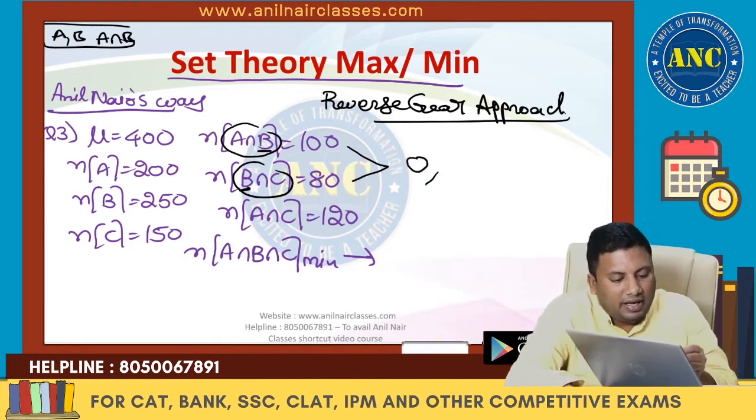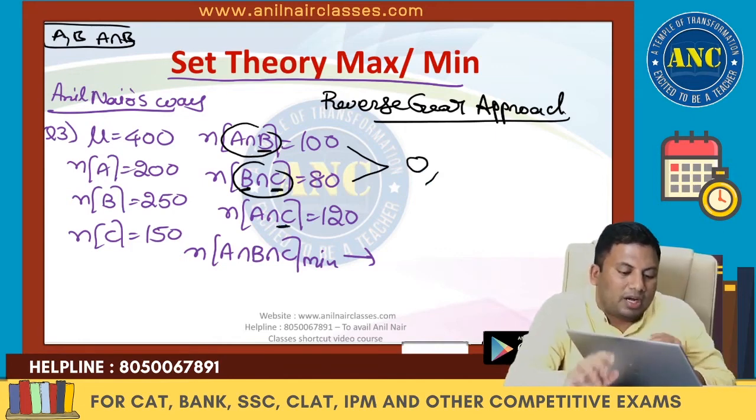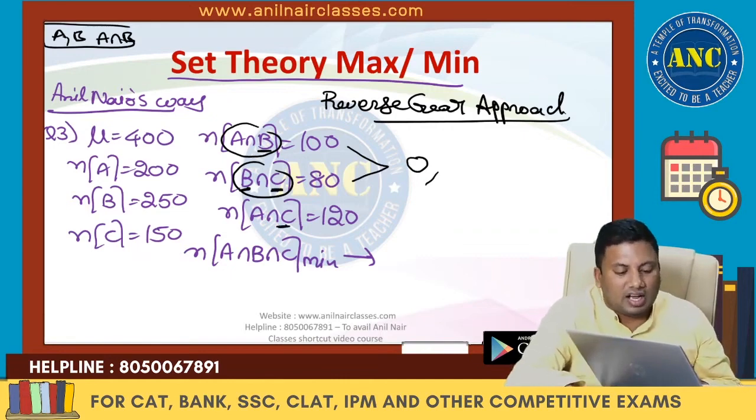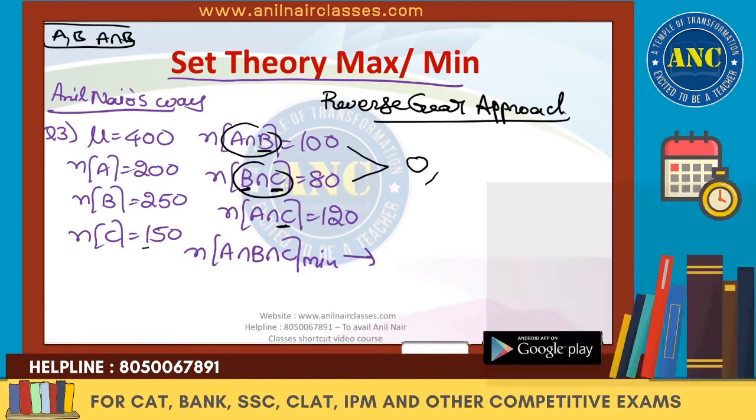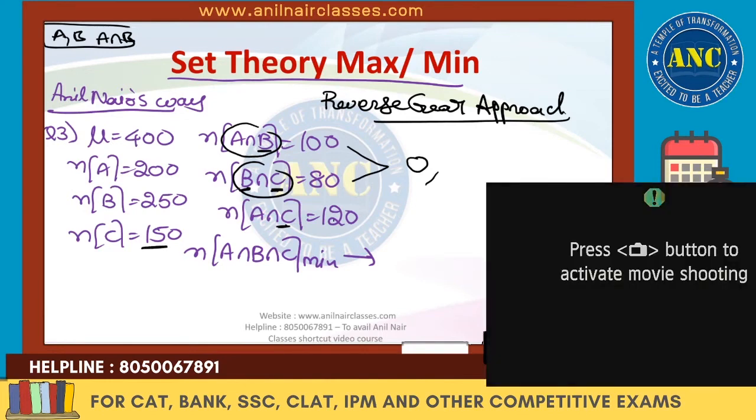Next one. B intersection C, A intersection C. What is common in both of these? C is common in both of these. 120, 80, 200. Compare with this value, 250. How much is it more? 50 it is more. I hope it is clear. Then do this with this with this.